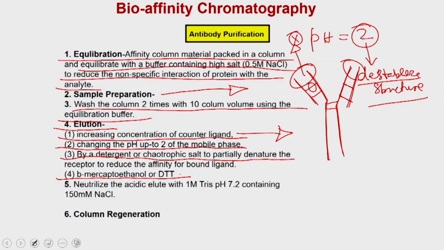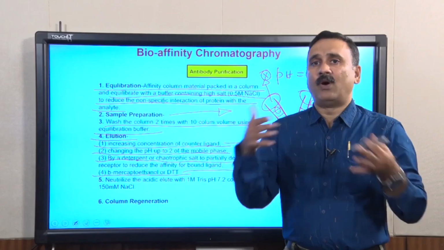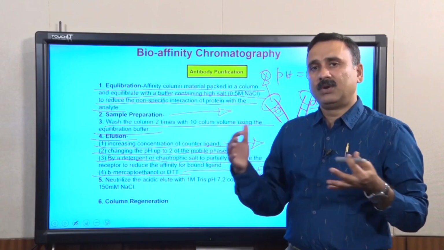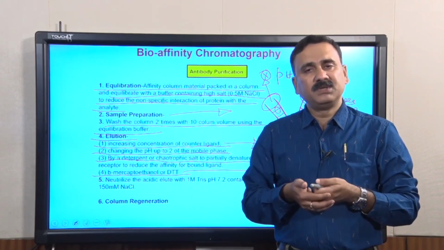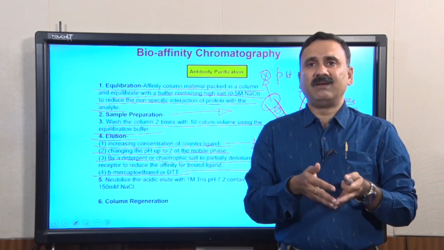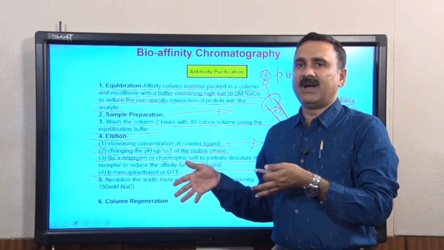Once you elute the antibody using this, you have to neutralize the DTT or beta mercaptoethanol present in the solution. Either you do dialysis or you add an oxidizing agent, so that the sulfhydryl linkages which were broken down by the beta mercaptoethanol or the DTT are reformed, and once they are reformed, your antibody is going to be renatured, and that is how that antibody is going to be available for other downstream applications.